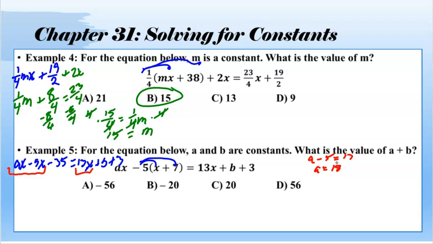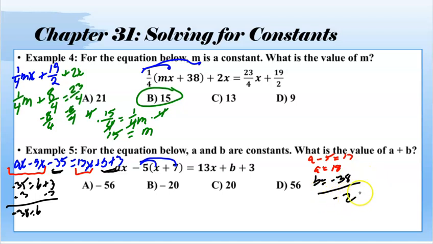So I'm halfway there. Now to b, our b's, I would take the next part, which is this negative 35. That has to equal b plus 3. So if I have negative 35, this is going to equal b plus 3. To get b by itself, I subtract 3, and b is going to equal a negative 38. So if b is a negative 38, and a is 18, if I were to add those together, that would give us a negative 20. So letter B would be the correct answer.